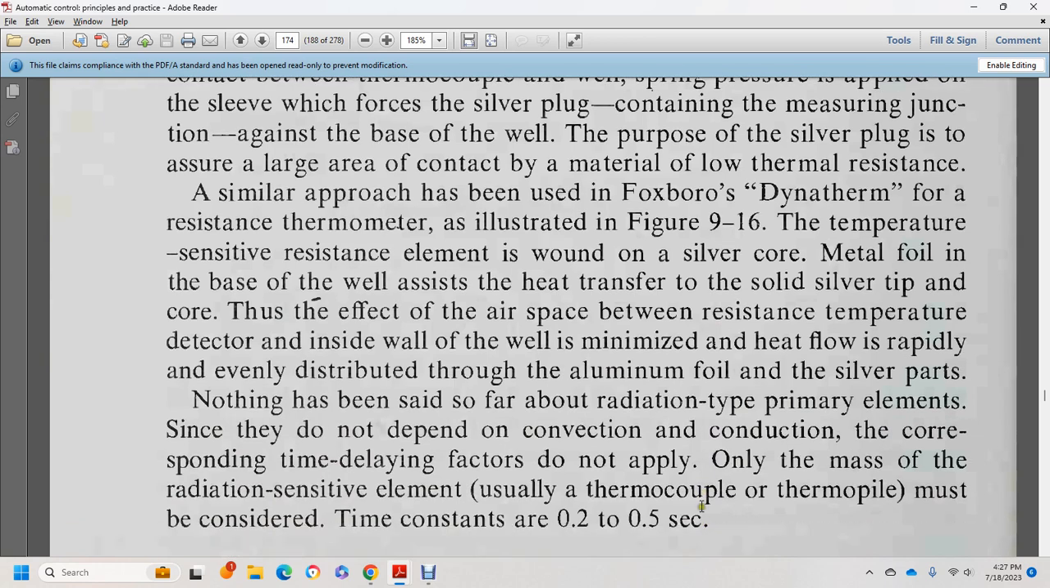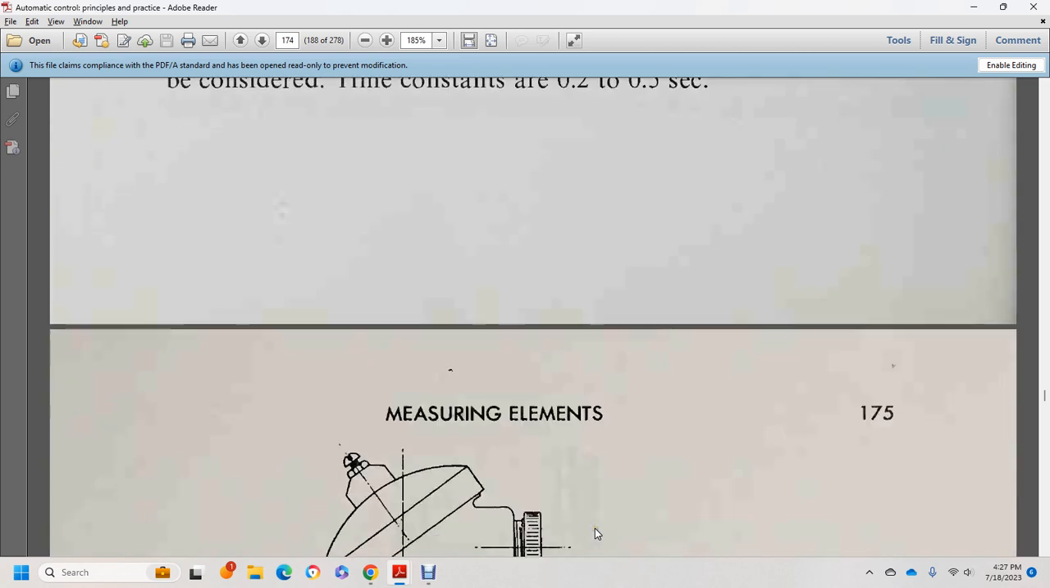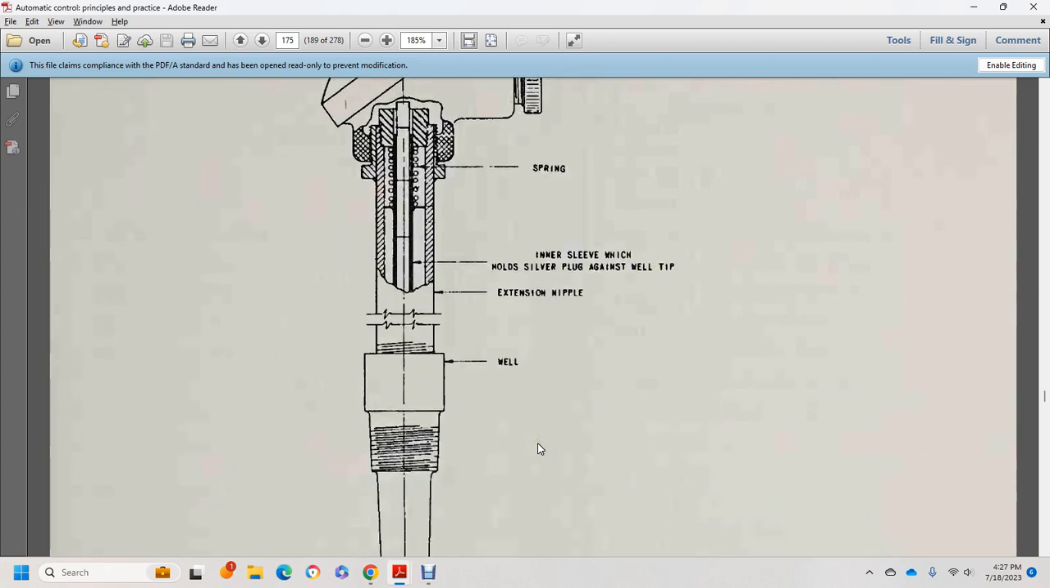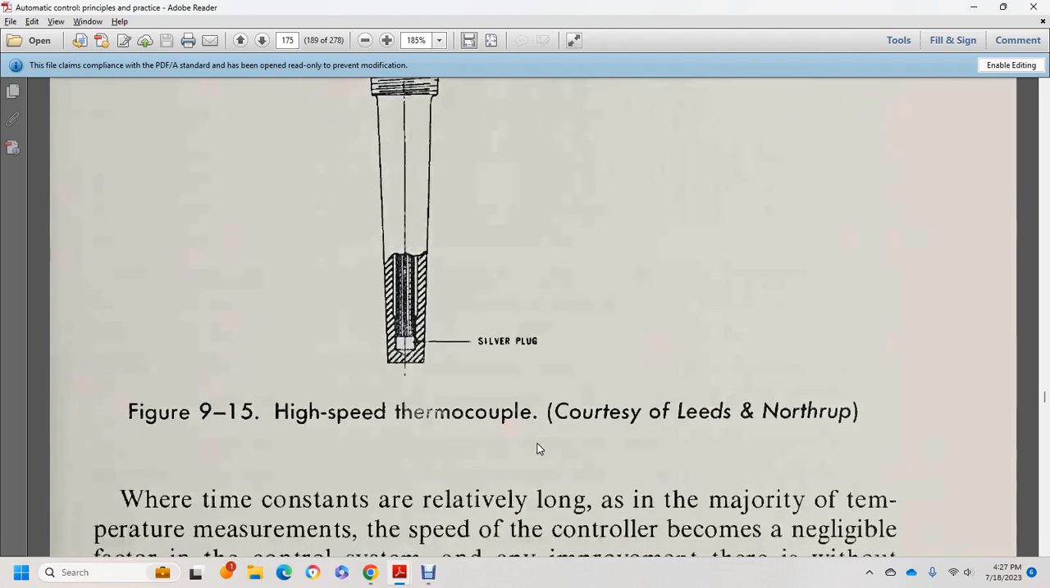Nothing has been said so far of the radiation type of primary elements. It does not involve convection or conduction, so the corresponding time delay factors do not apply. Only the mass of the radiation-sensitive element, even the thermocouple or thermopile, must be considered. Time constants are 2/10 to half of a second. It shows a spring inner sleeve which holds the silver plug against the well tip, expansion nipple, well, silver plug.